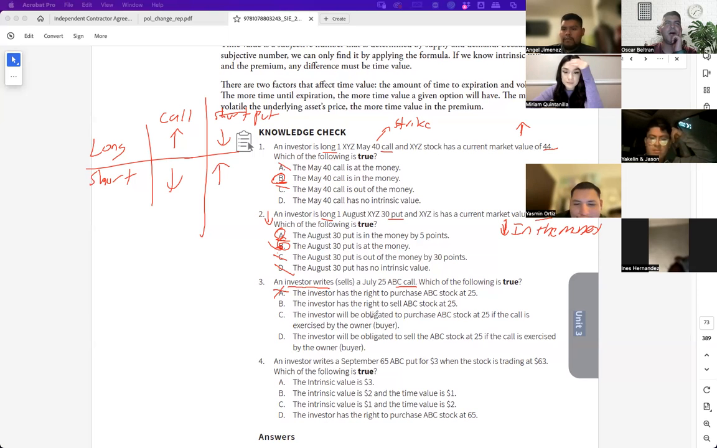C says the investor will be obligated to purchase ABC stock at 25 if the call is exercised by the owner, the buyer. This one sounds a bit more correct. Now D says the investor will be obligated to sell ABC stock at 25 if the call is exercised by the owner, the buyer. So the only difference between these two is to purchase and to sell. So the answer is C? You think it's C? I think it's D. Yeah, it's C.